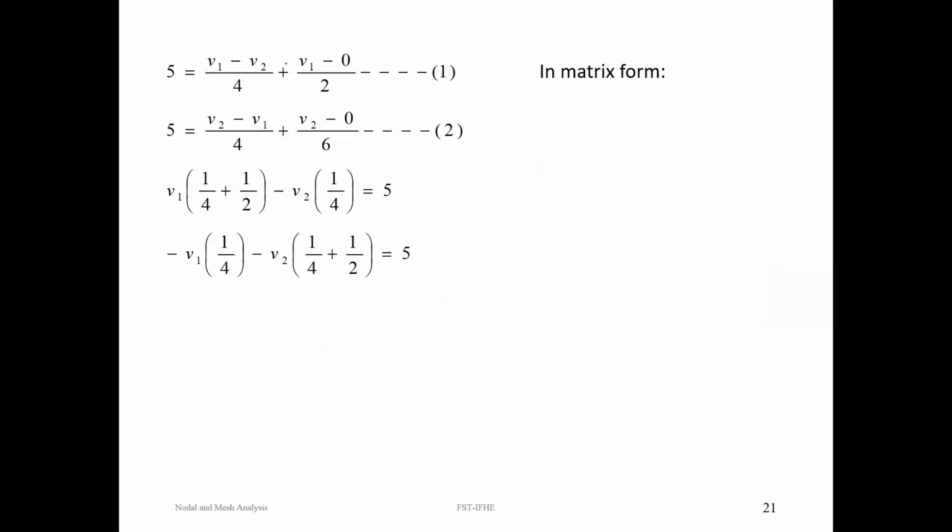If you further simplify these linear equations, they can be represented in the standard form. V1 is common. If you take V1, it is 1 by 4 plus 1 by 2 into V1 minus V2 into 1 by 4 is equal to 1. Similarly, equation 2 can be rewritten as minus V1 into 1 by 4, plus V2 into 1 by 4 plus 1 by 2 is equal to 5. Now, this is a very standard equation.